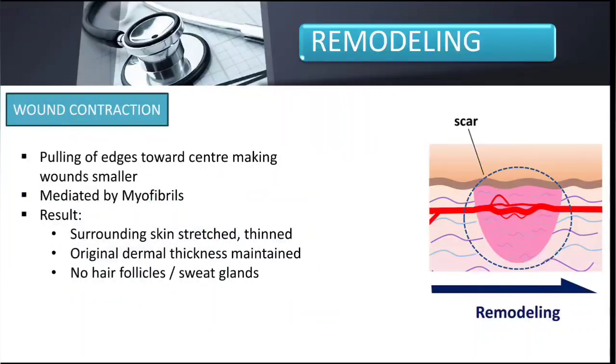Wound contraction is the actual contraction where the edges of the wound are pulled towards the center to make the wound small. This is mediated by myofibroblasts, which we formed. You remember that's the conversion of tissue fibroblasts to myofibroblasts, and they have a role here where we're trying to make these wounds small. As a result, the surrounding skin will be stretched and thin. The original dermal thickness will be maintained. However, there will be no hair follicles or sweat glands.